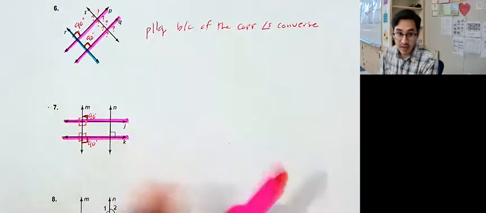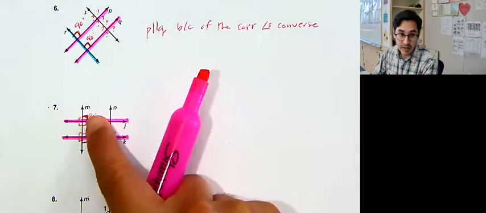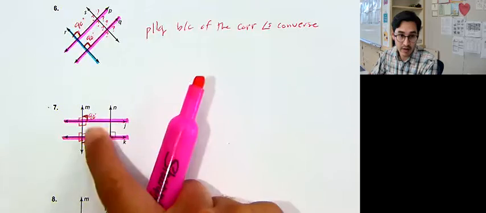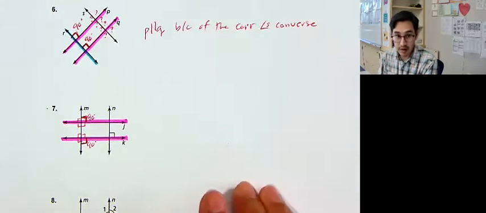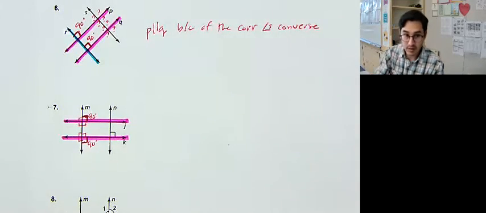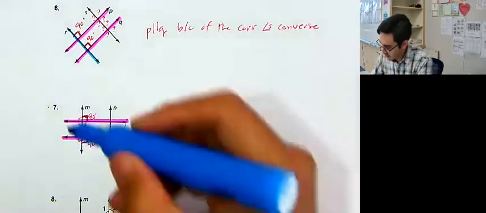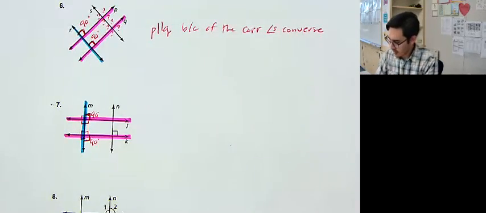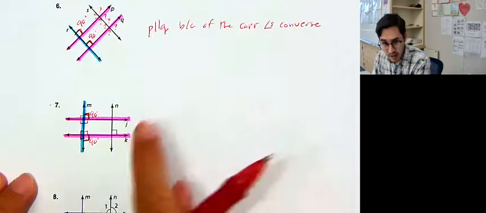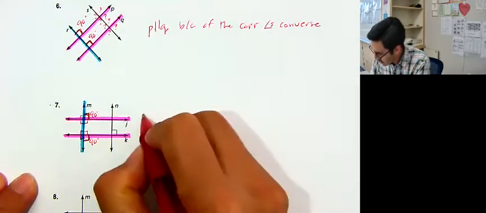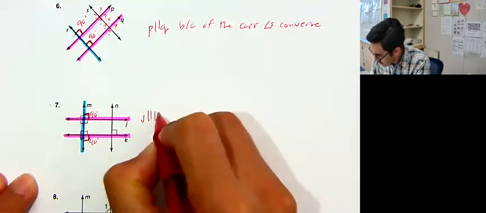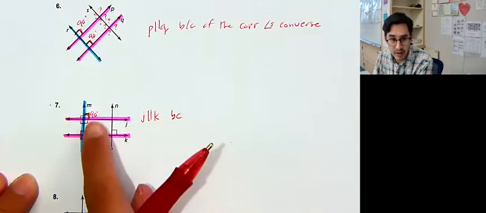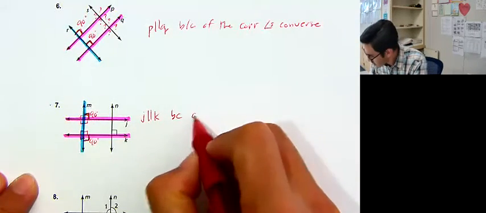So once again, we have 90 degree in the top right. This is also 90 degree in the top right here. So corresponding angles are congruent. So for this, let's see, J and K are going to be parallel. And the reason is because of the corresponding angles converse.